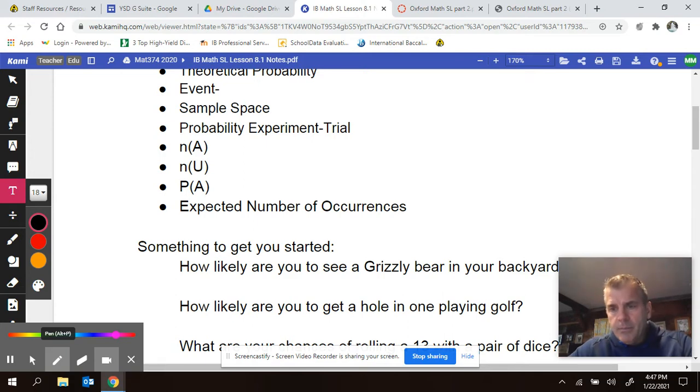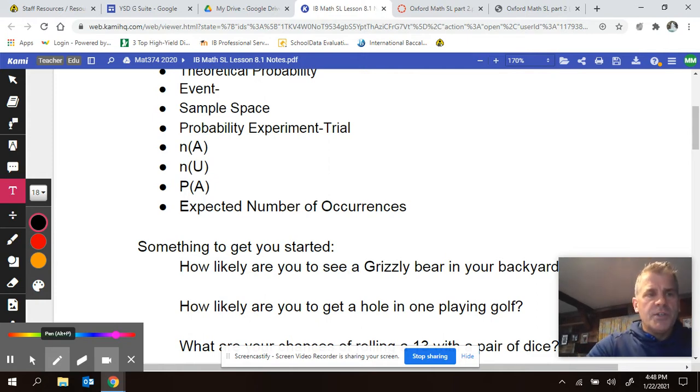And then when you want to find out, hey, what are my chances of rolling a 2? Well, for you to figure that out, you would do a trial. So a trial is actually doing the event, rolling the die, and then seeing what happens. And then we have this N of A, N of U, and then P of A. And we'll talk more about that here in a minute.